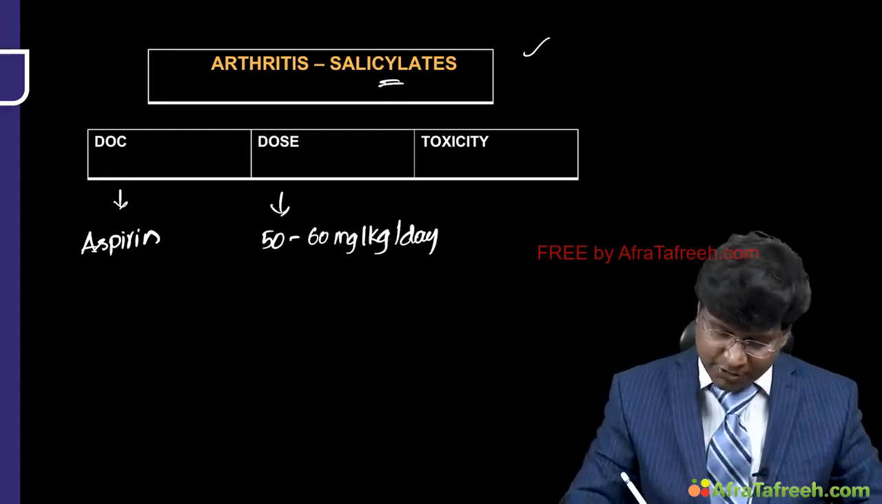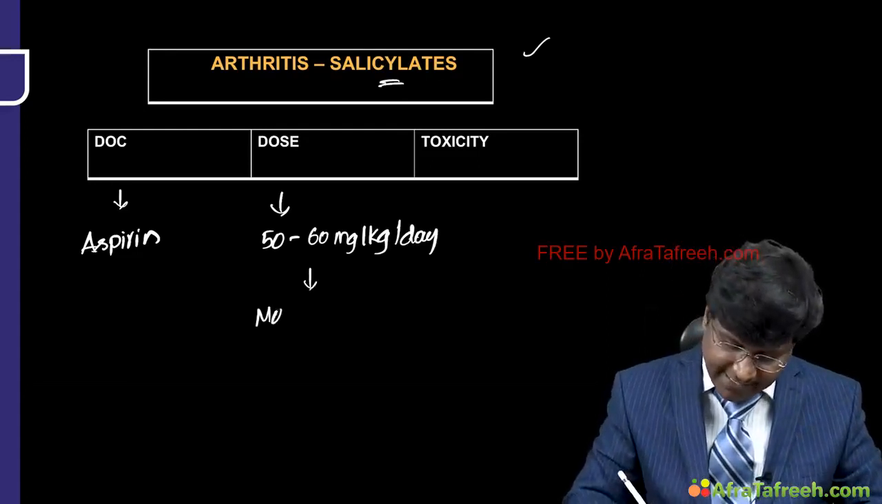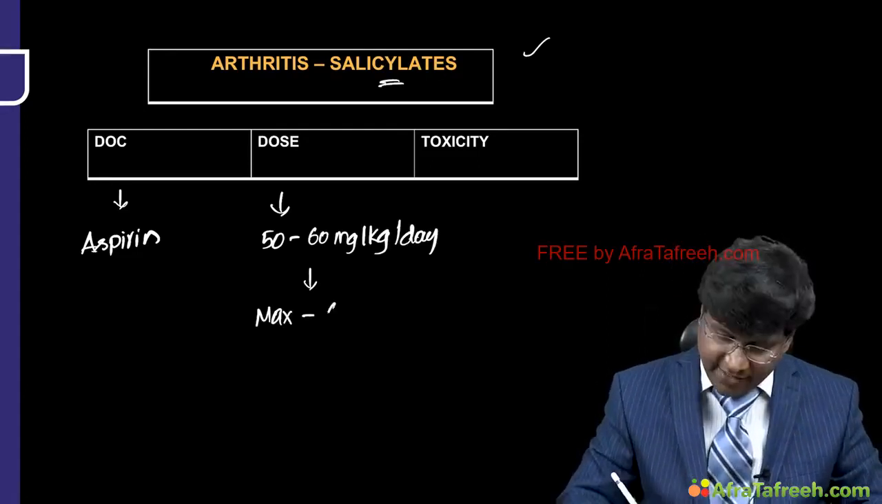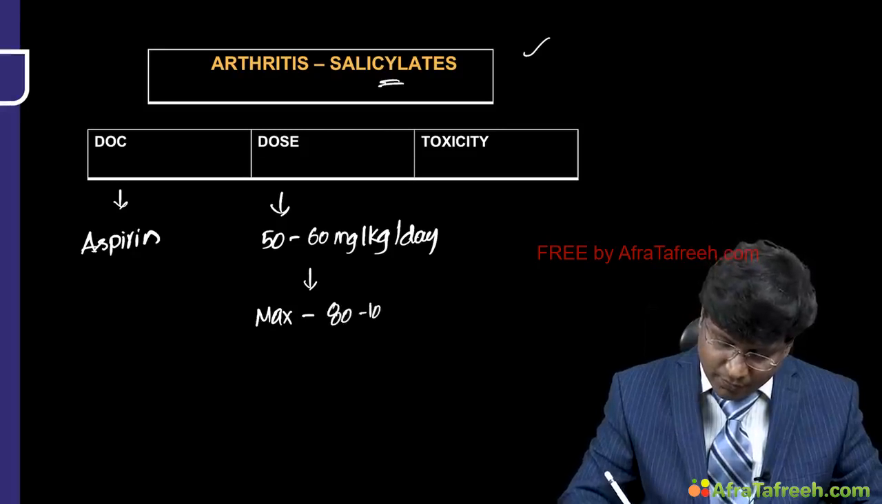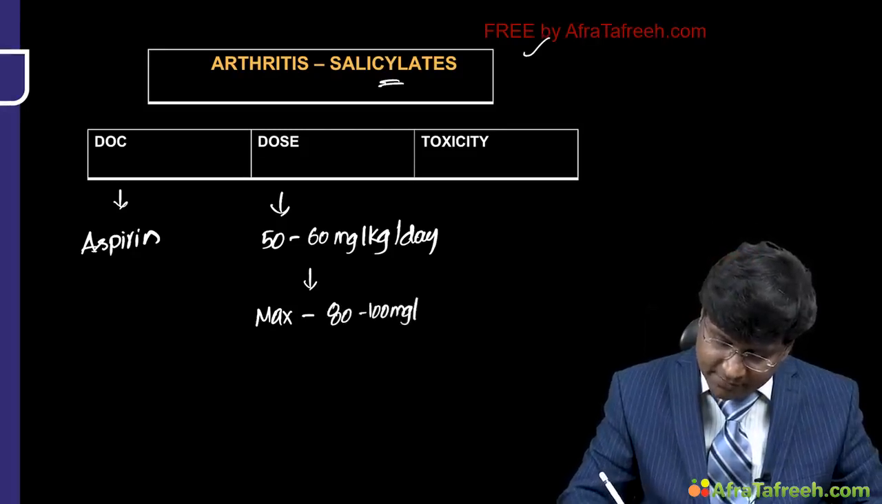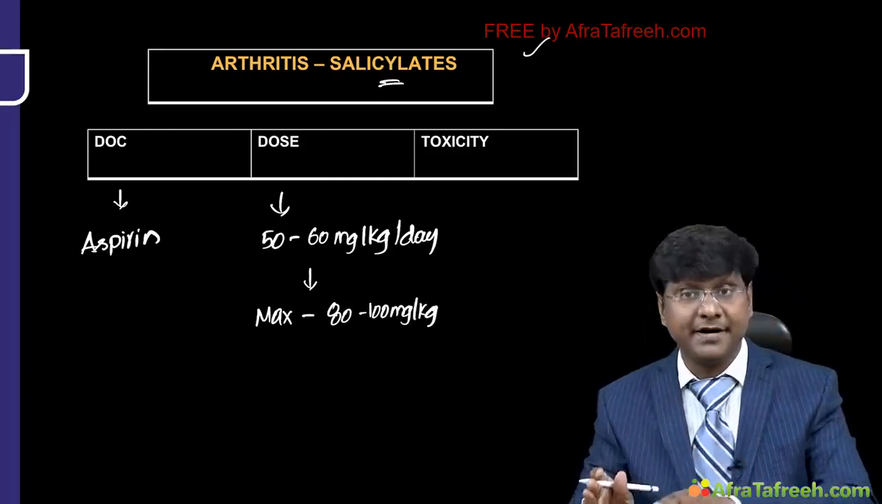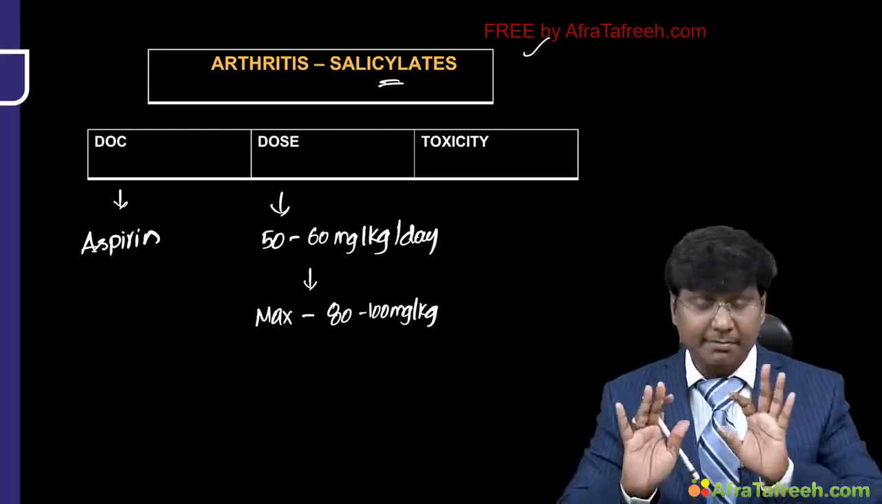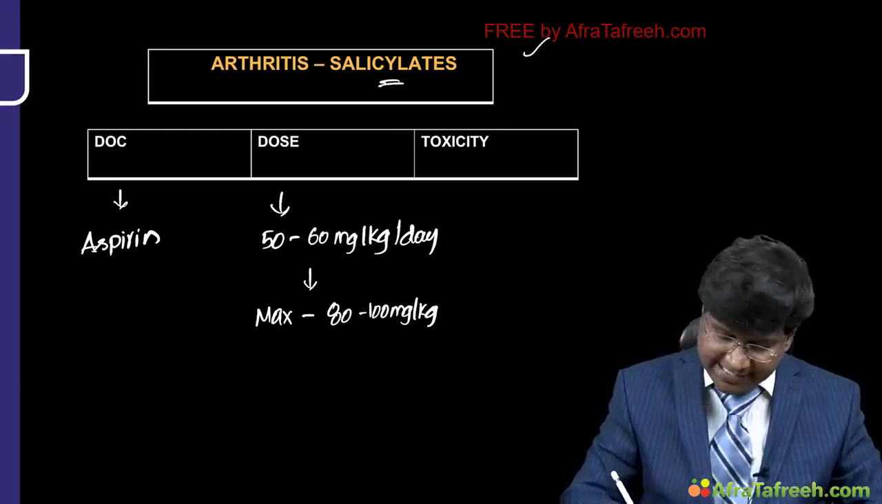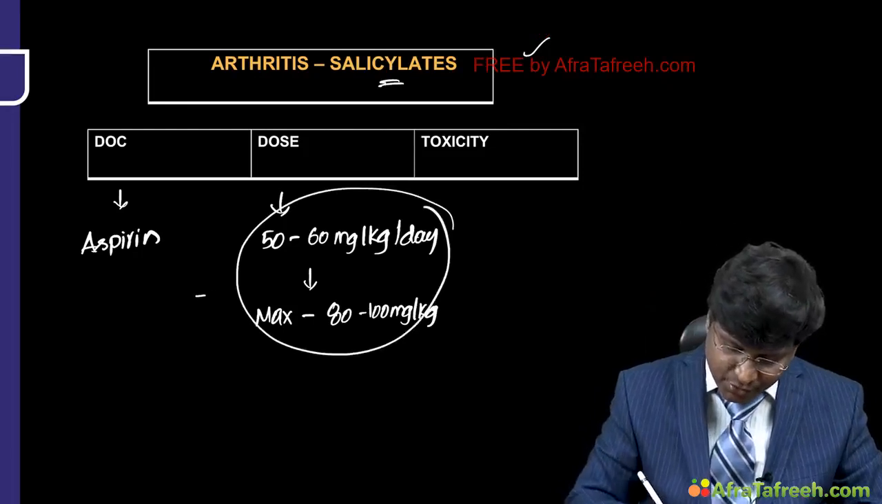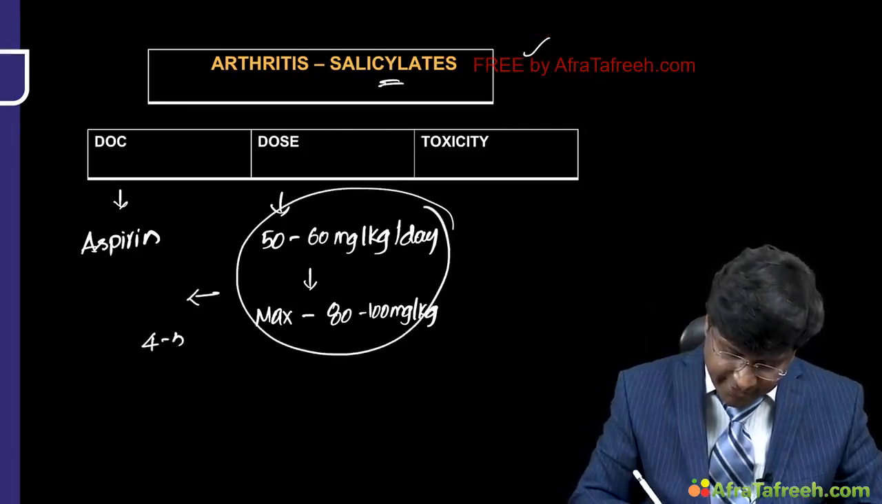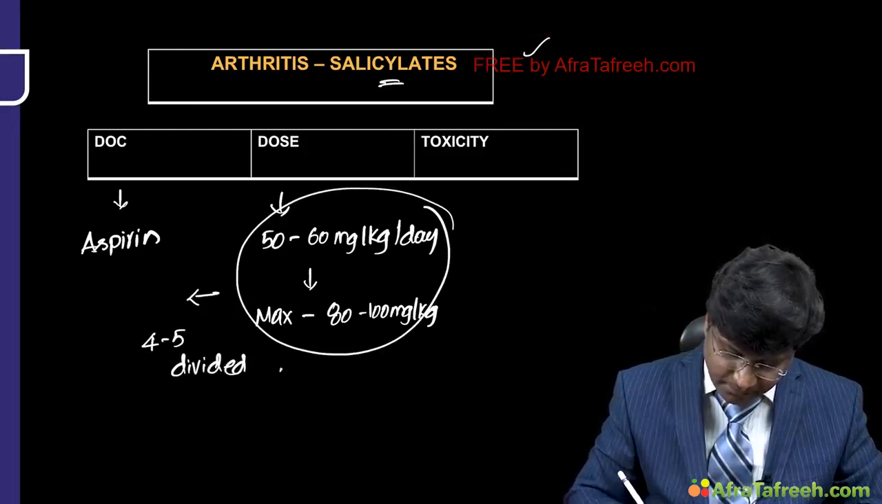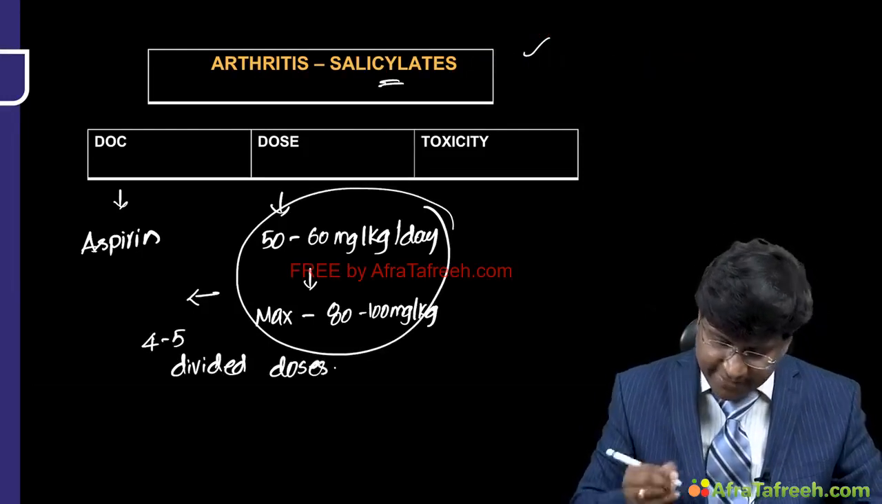And maximum how much do you have to give? Maximum you can give up to 80 to 100 milligrams per kg per day, right? That is the maximum dose. And whatever dose you are giving, you should give it in 4 to 5 divided doses, not at once. Right? 4 to 5 divided doses.